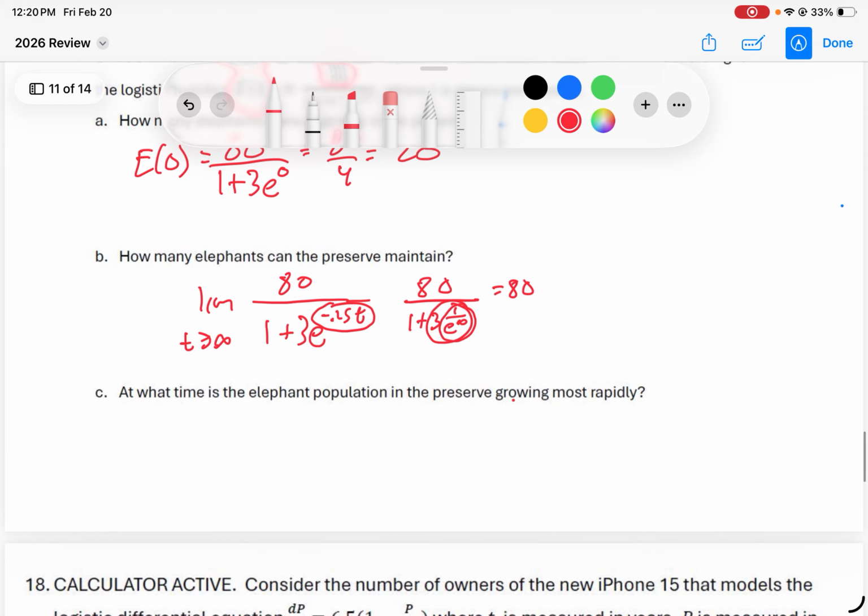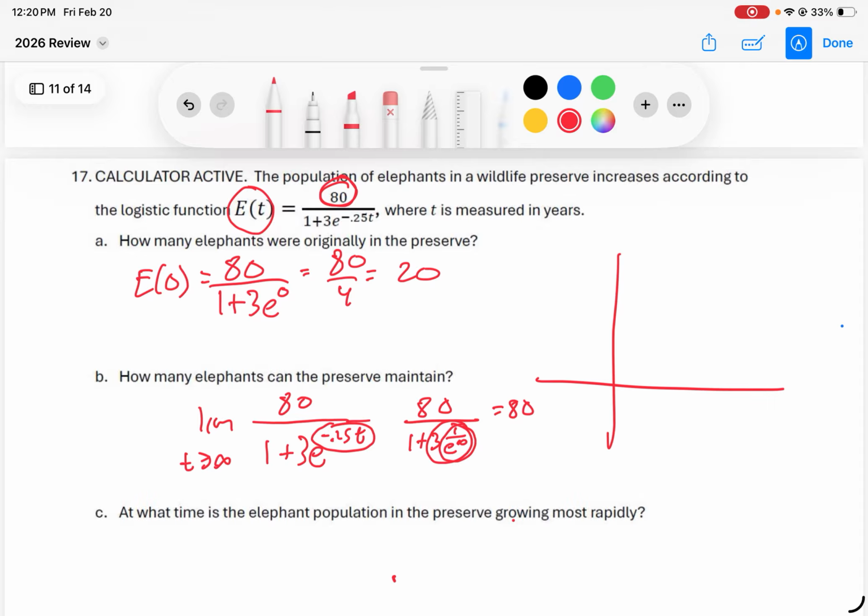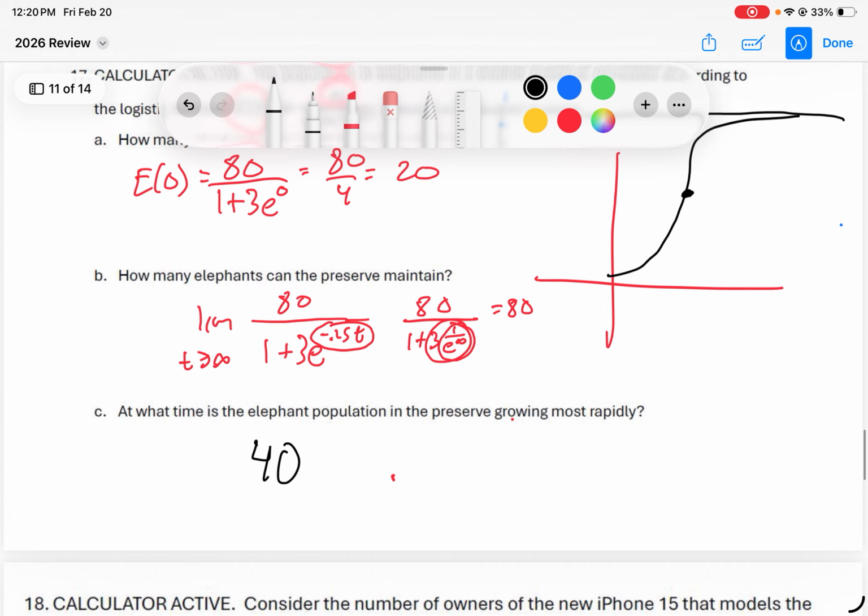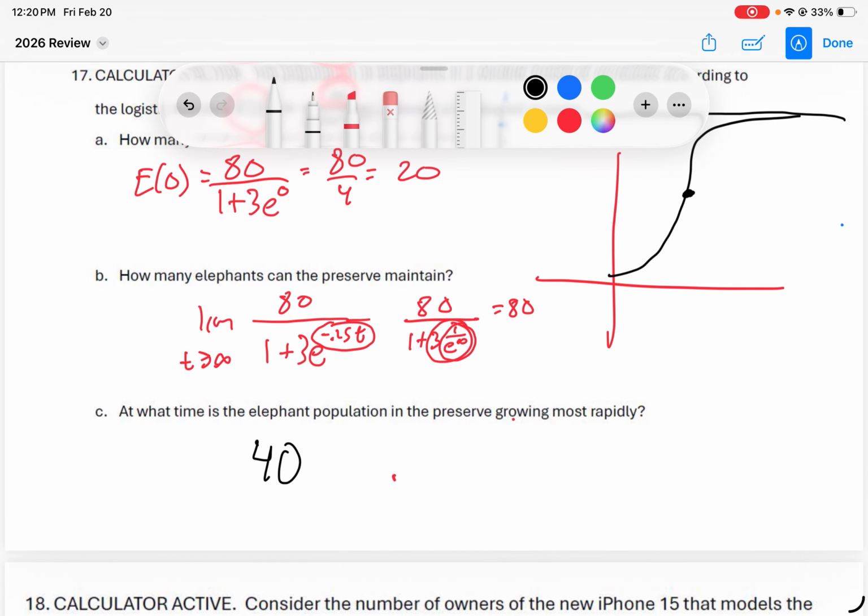At what time is the elephant population growing the most rapidly? We know with logistic growth, if the limiting value is up here, the population growth rate is at its maximum halfway up. So if the limiting capacity is 80, halfway up would be 40. So the population would be 40 elephants. But it wants to know at what time that happened.